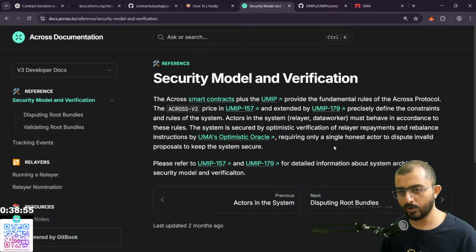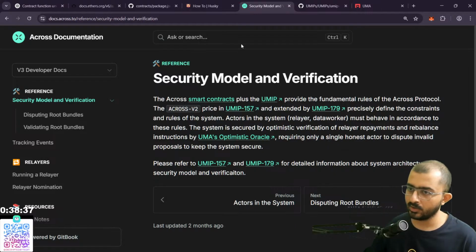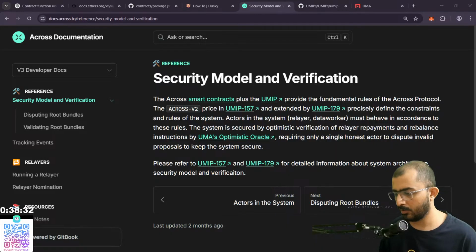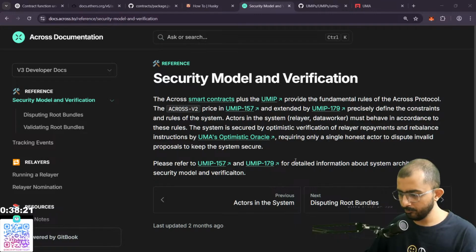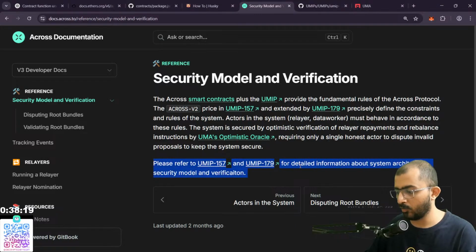Okay, based on the name, we already knew they are using some kind of optimistic system, like it's in the name, right? So it will be similar to the optimistic oracle where they are posting a proof and someone can dispute it. So my assumption is that's how it works, even based on this. So we want to learn how that actually works.